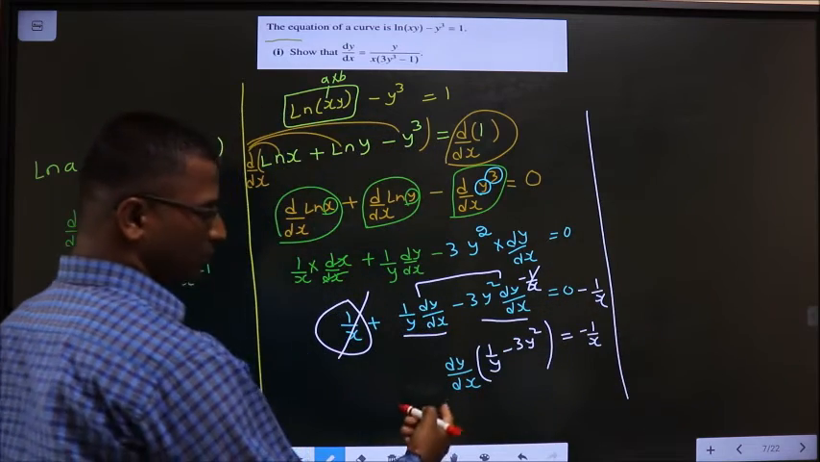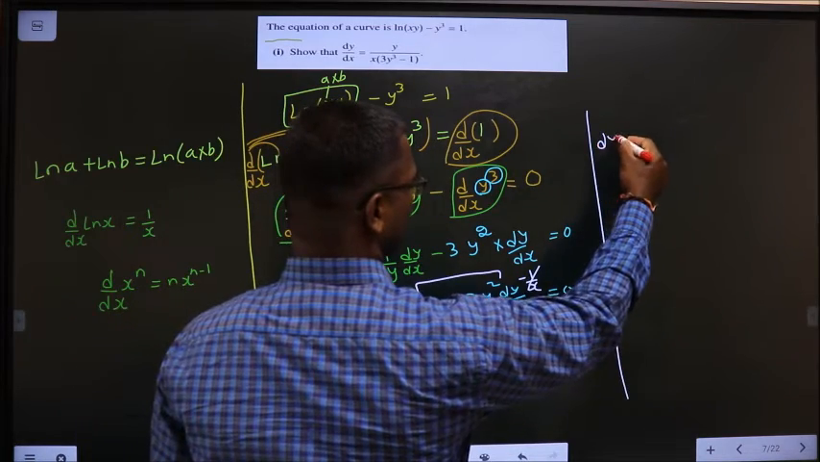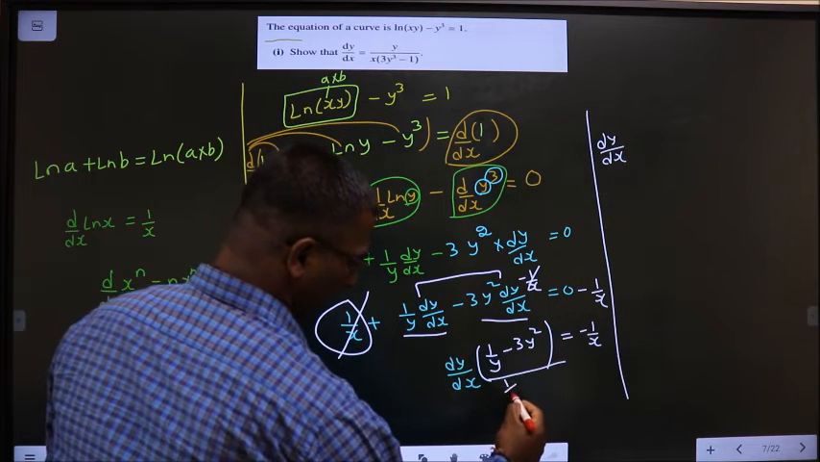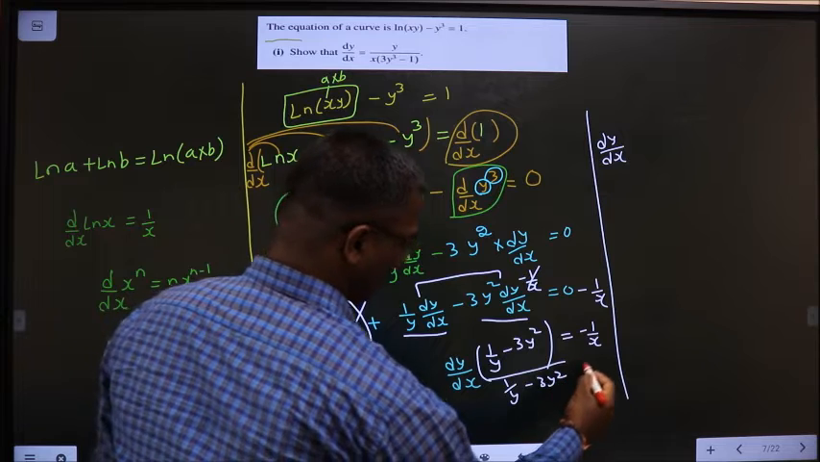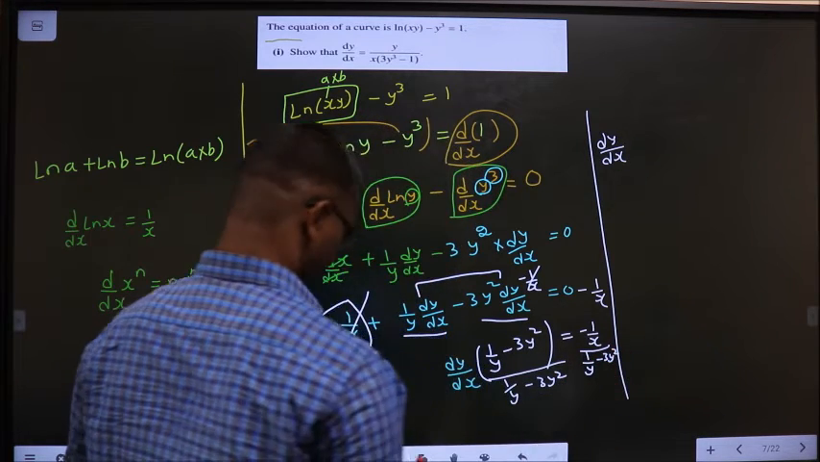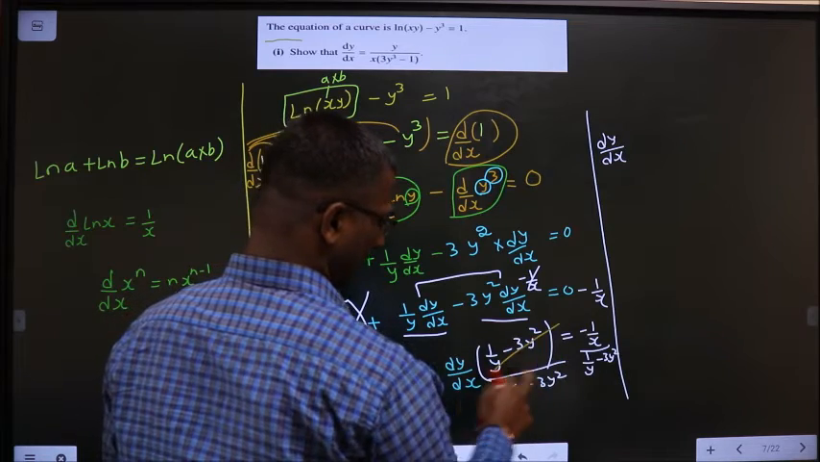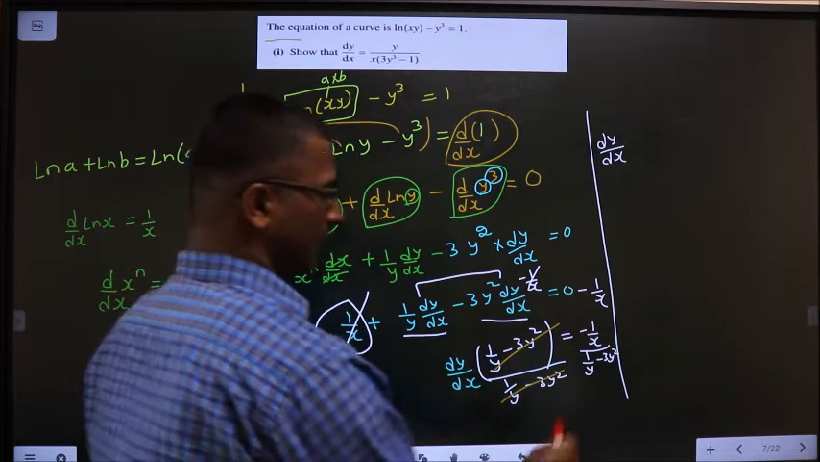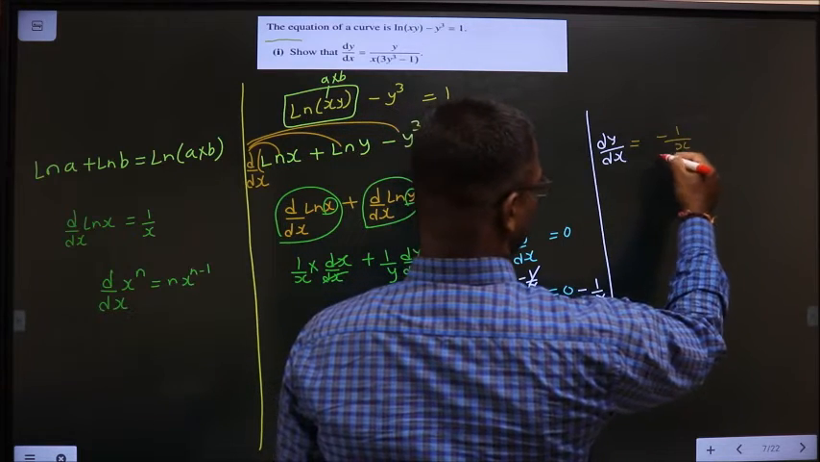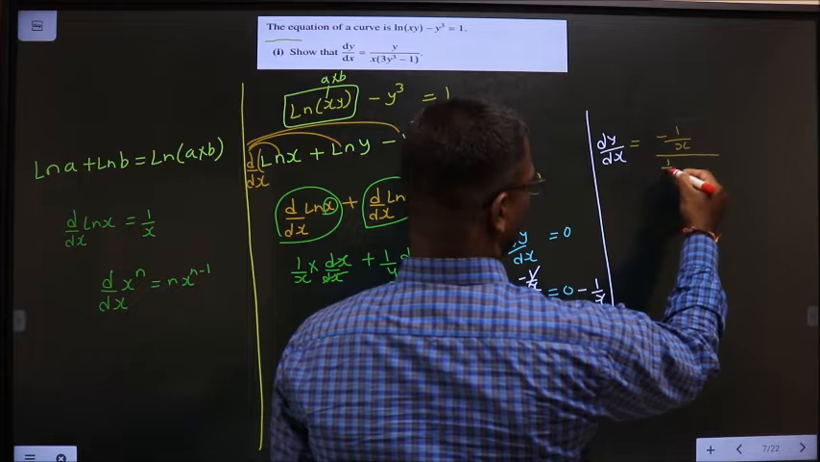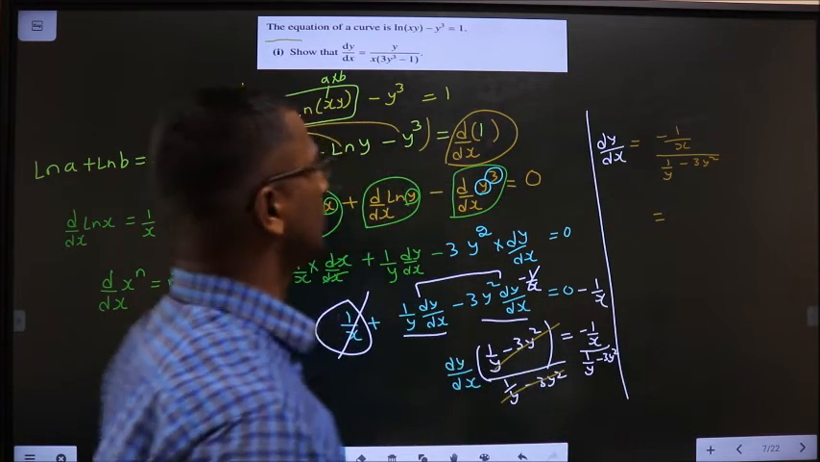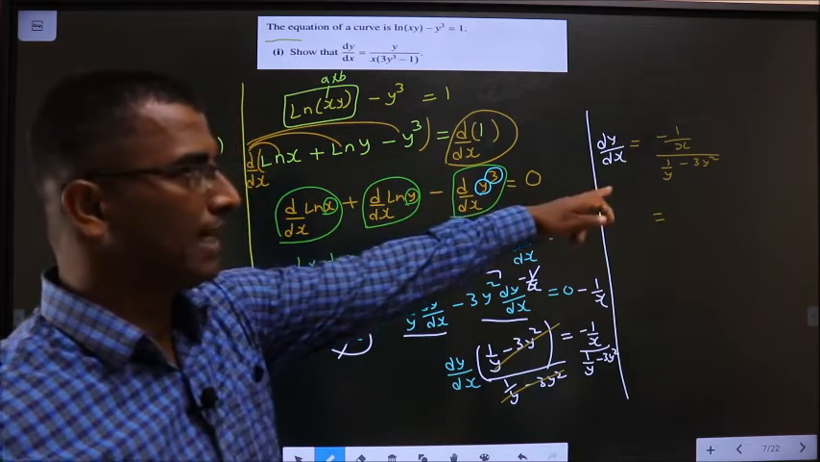Clear? So now to get dy by dx, you need to divide by 1 by y minus 3y square on both sides, such that this cancels out. So dy by dx equal to minus 1 by x divided by 1 by y minus 3y square. What answer we should get is the simplified form of that.